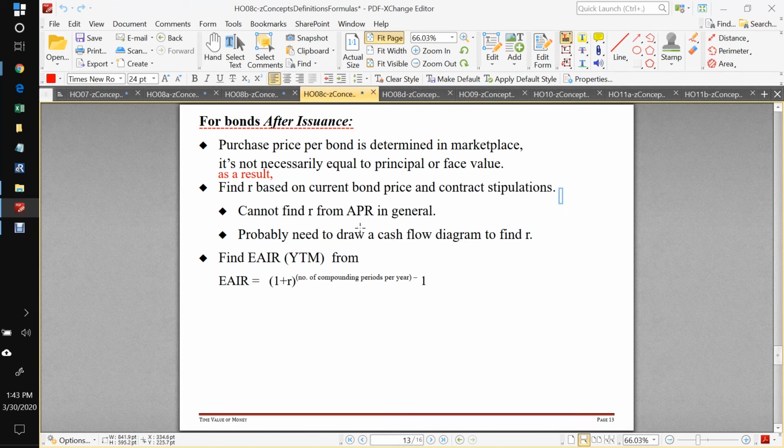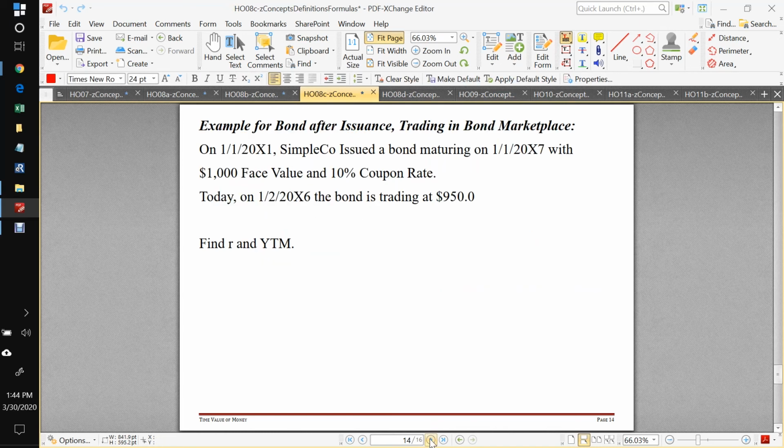We can't find R from the APR anymore in general, and we're probably going to have to draw a cash flow diagram to find that R. Once we find the R, we can find the EAIR, and this is still the same as YTM. And we looked at a couple of examples, but I think this is worth repeating here just to really hammer home how we have to think of things after issuance with bonds.